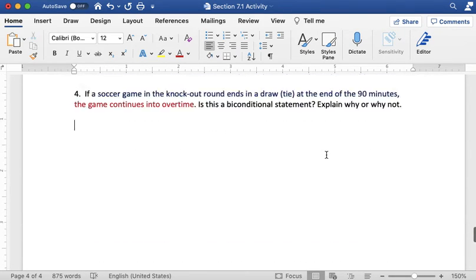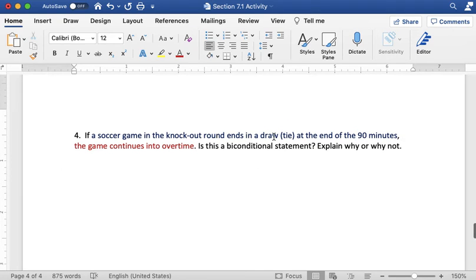So I know that the statement itself is true. If a game ends in a tie at the end of 90 minutes, the game continues into overtime. And also, if I flip it around, it's still true. If the game has continued into overtime, that means that it must have ended in a tie. So, since both the original statement and the converse are true, it is a biconditional statement.